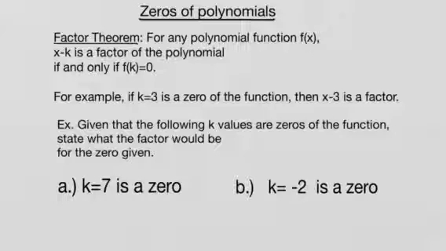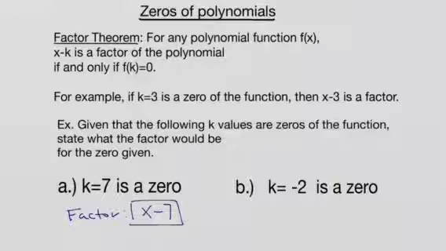So if we had a function and a 0 of the function was 7, then all they're wanting us to state here is that the factor would then be x minus 7. So it was given as a 0 is 7, but the factor is x minus 7.